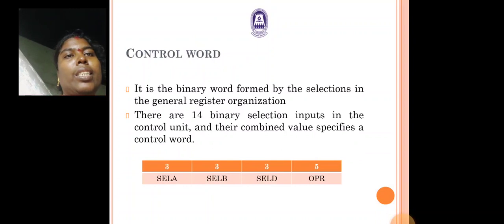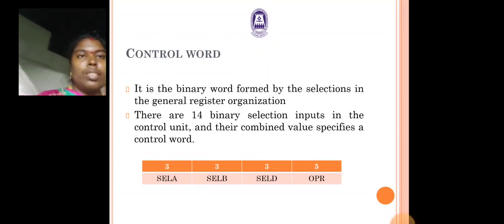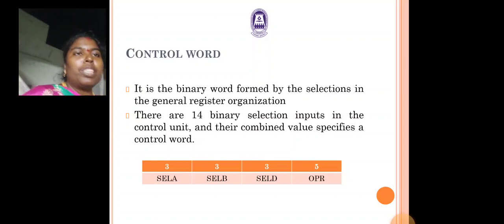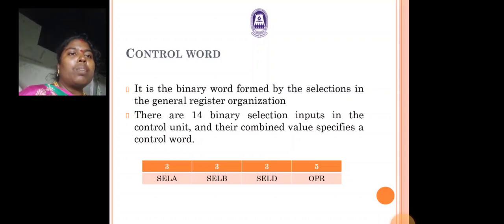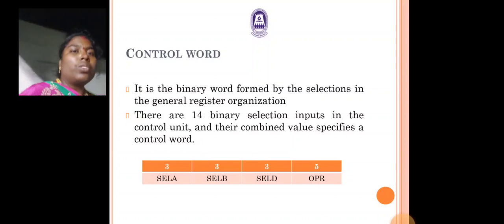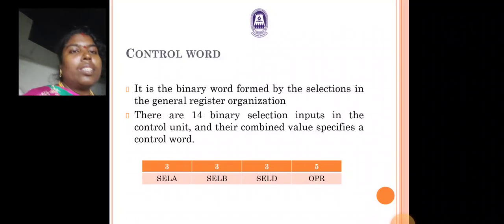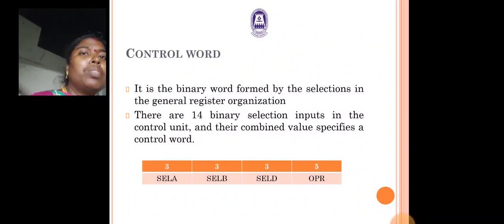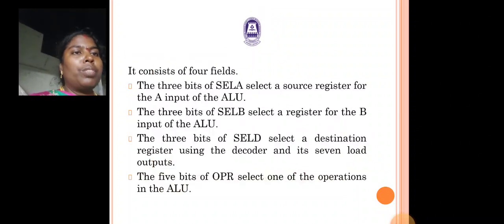So this is the definition of the control word. The control word is a binary word formed by the selections in the general register organization. There are 14 binary selection inputs in the control unit, and their combined value specifies a control word. First 3 bits specify the selection A bus. The next 3 bits specify the selection B bus. The next 3 bits specify the destination selection, and the last 5 bits specify which operation we have to perform.